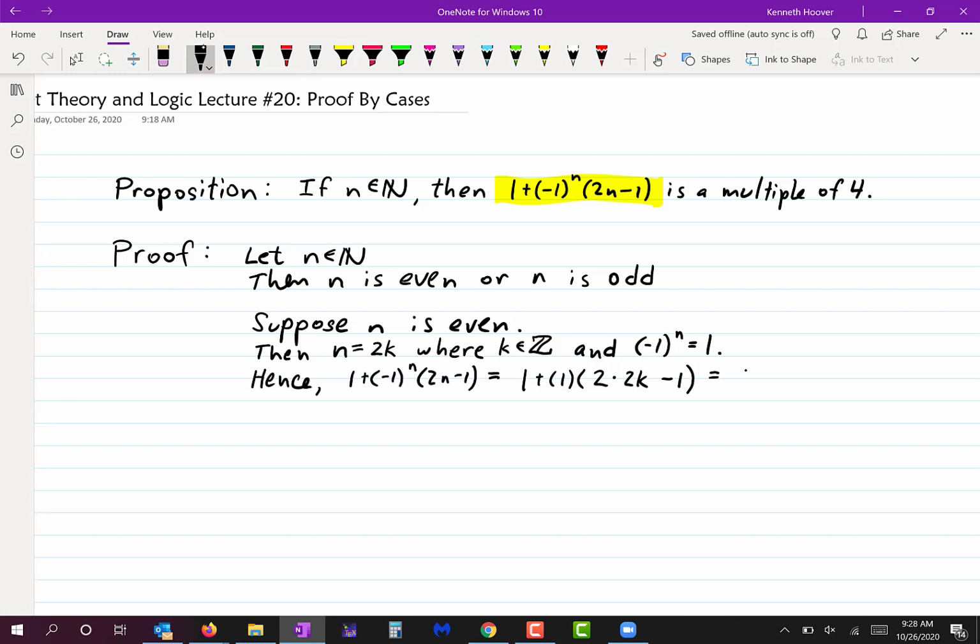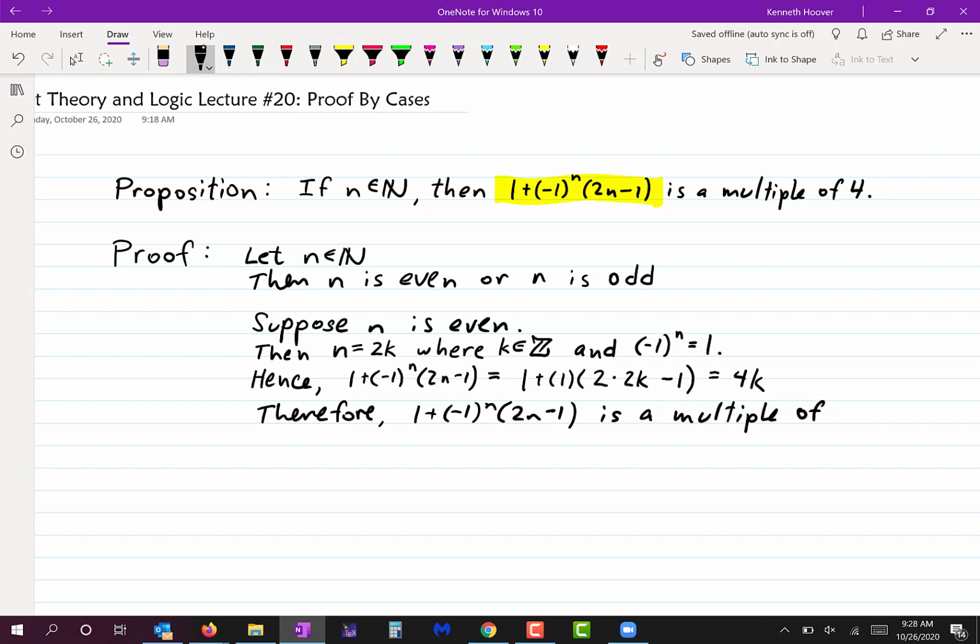Did you get 4k? That's what you should get. Okay. Is 4k a multiple of 4? It sure is. It's 4 times something. And what kind of thing is the something? It's an integer. And so that is what we call a multiple of 4. So therefore, 1 plus (-1)^n times (2n minus 1) is a multiple of 4.